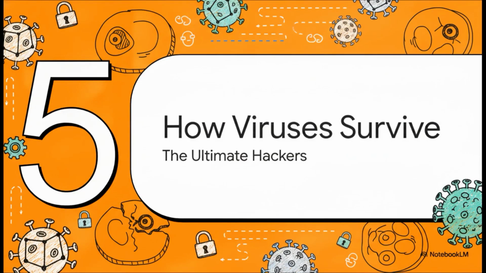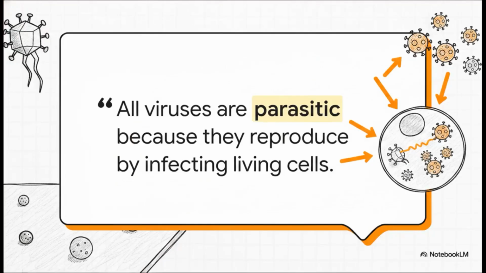Section 5. How viruses survive. The ultimate hackers. So the crucial point is captured perfectly in this single quote. All viruses are parasitic because they only reproduce by infecting or taking over living cells. Think about it. A virus sitting on a table does absolutely nothing. None. It has zero metabolism. It cannot eat, it cannot grow, and it definitely cannot multiply on its own. It is entirely 100% inert, right up until it makes contact with a vulnerable host.